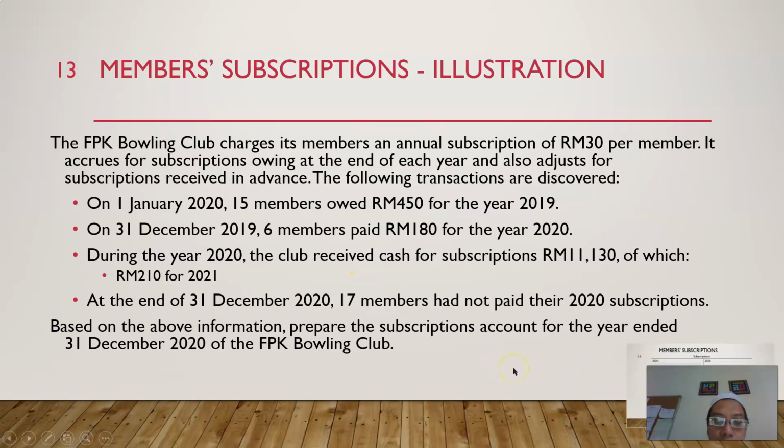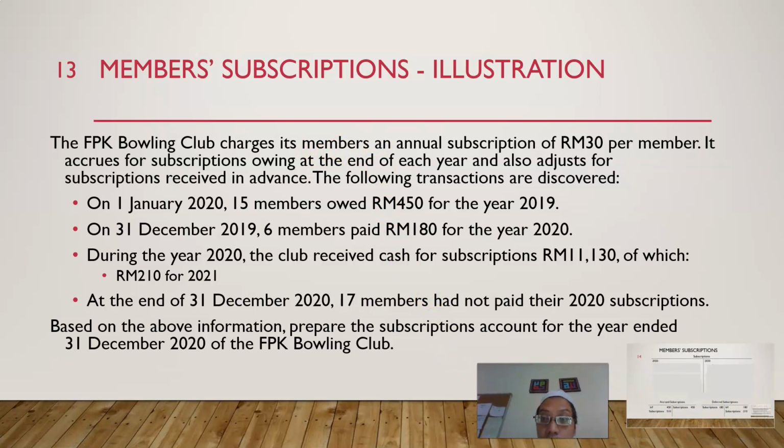Okay, let's see an illustration. Here it says the FPK Bowling Club charges its members an annual subscription of 30 ringgit per member. So the annual subscription is 30 ringgit per member. It accrues for subscription owing at the end of the year and also adjusts for subscription received in advance. That's just saying that the non-profit organization is using accrual accounting. The following transactions are discovered. On January 1st, 2020, 15 members owed 450 for the year 2019.